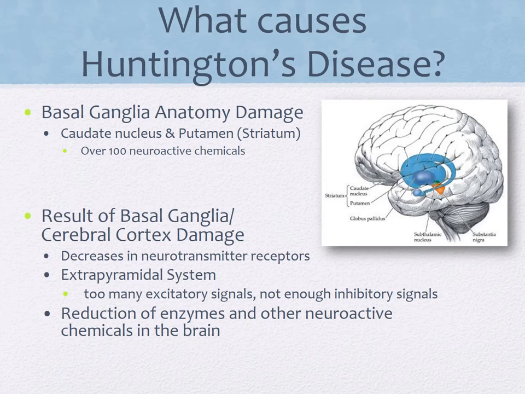So the basal ganglia anatomy that's affected due to Huntington's is the caudate nucleus and the putamen, which equals the striatum, and there are over 100 different neuroactive chemicals in the striatum alone. So the damage to the striatum results in decreased neurotransmitter receptors in the basal ganglia. There's off-balance signals due to too many excitatory signals, not enough inhibitory signals, and there's also a reduction of enzymes and other neuroactive chemicals in the brain.